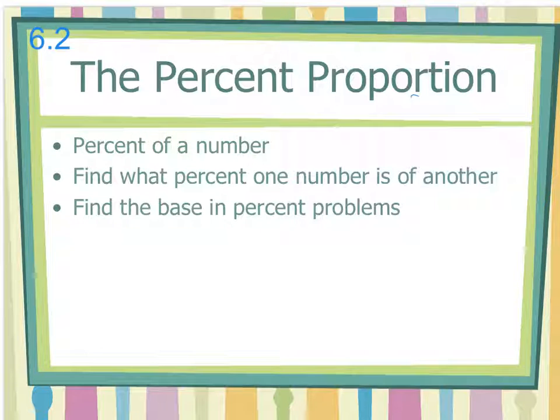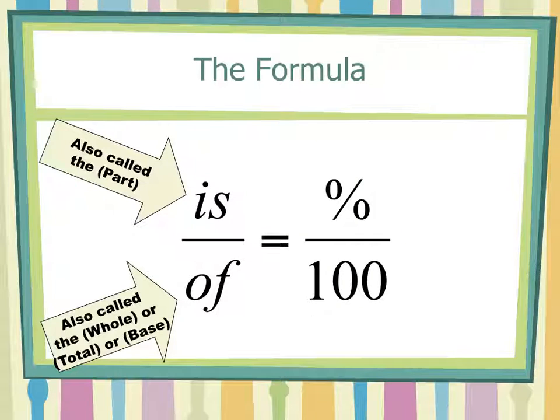The first is what the percent is. The second is what percent of a number is of another. And then finding the base of percent problems. The percent proportion formula, if you wanted to have a template or a framework of how to find something, they refer to it as is over of is the same as percent over 100.